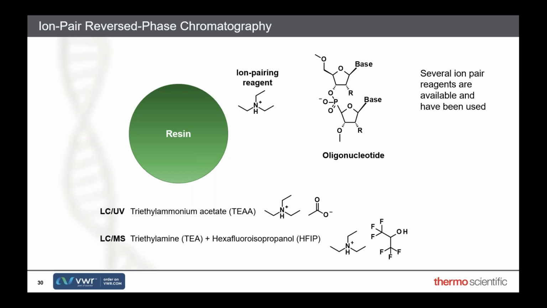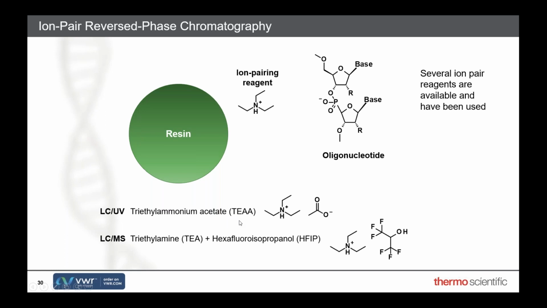And that's why these separations look very similar to anion exchange. You've got several ion pair reagents that you can use. I'm not going to go through them all. I tend to find the most commonly used is one of the best ones you'll find, which is your triethylammonium acetate.